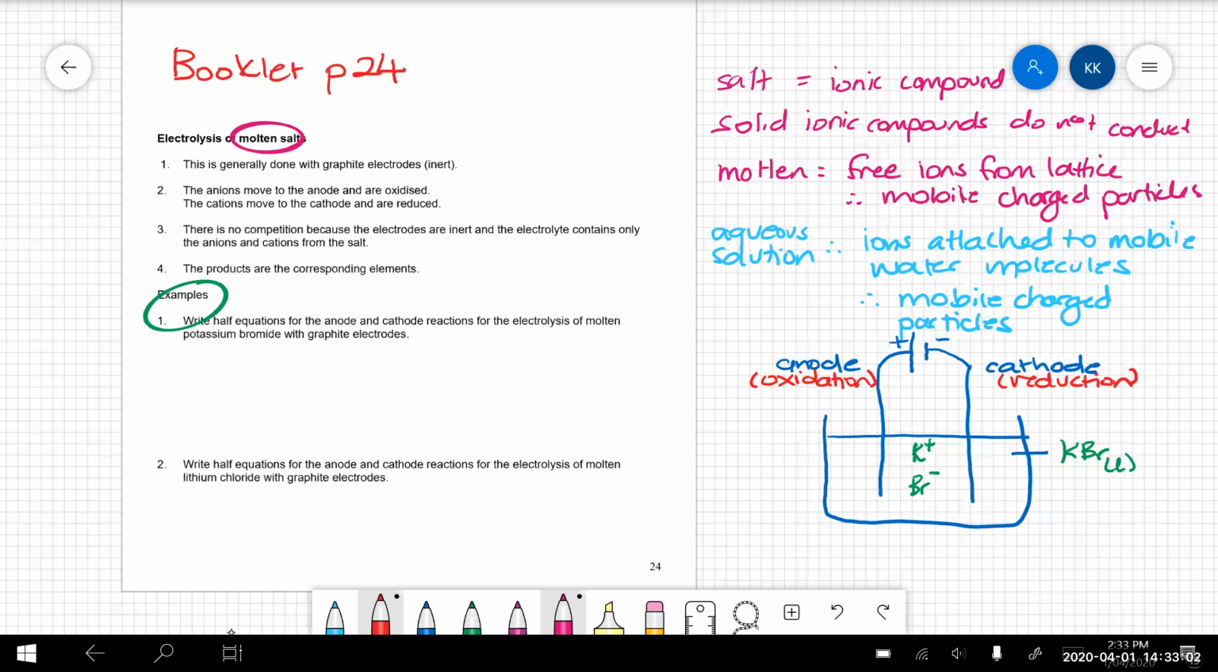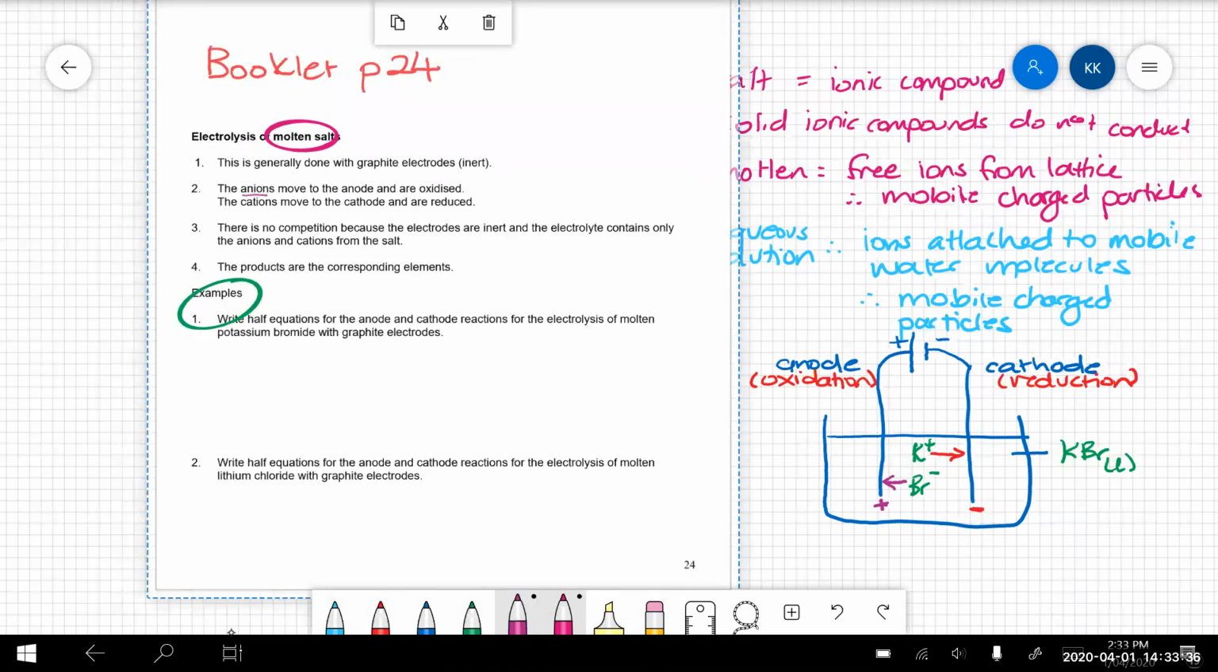Well, this electrode here is the negative electrode. And so by attraction of opposite charges, the potassium ions are going to go to the negative electrode. And this electrode is positive, and that means that the negative ions are going to go over to the positive, just by attraction of opposite charges. So what we have is our anions move to the anode.